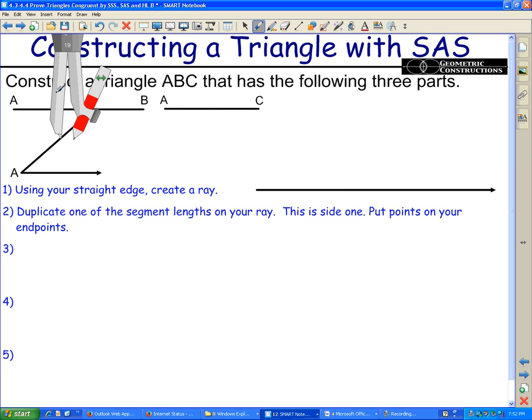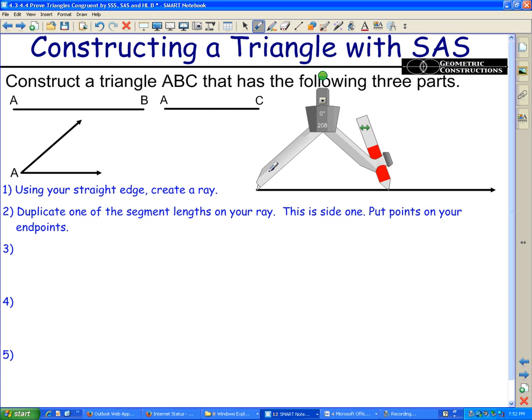It really doesn't matter which side you do on the ray. I'm going to do the longer one. I just like to get the longer one out of the way right away. So we'll open up to the length of AB. I think we got it right there. And we'll come down to our ray, and we will make our arc.